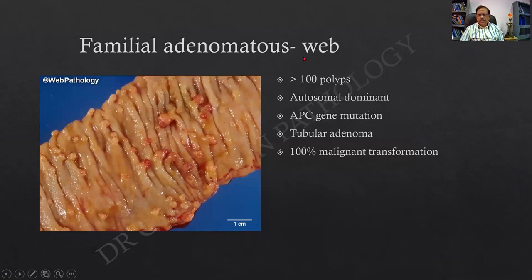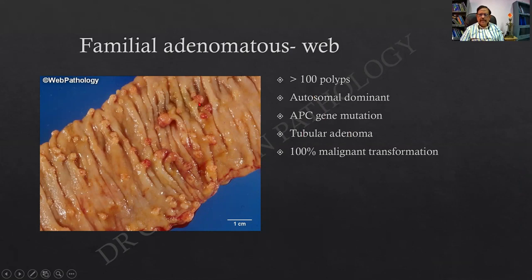Familial adenomatous polyp. More than 100 polyps are there. It is an autosomal dominant condition. And we had earlier seen in the topic on colonic carcinoma, there is an APC gene mutation. Adenomatous polyposis colon gene mutation. And the type of adenoma that we get is a tubular adenoma.